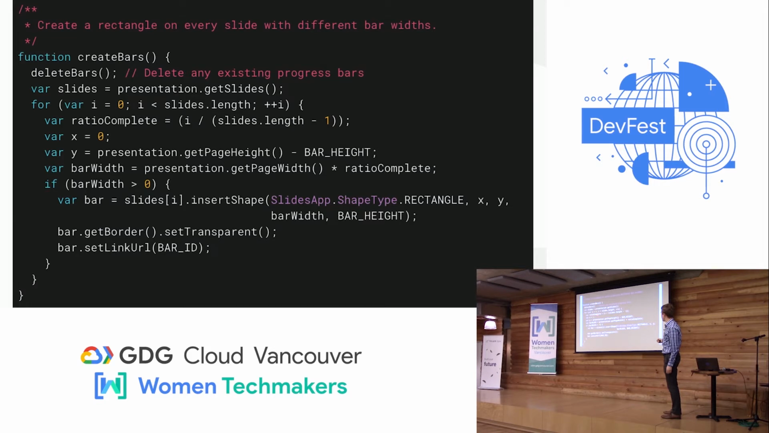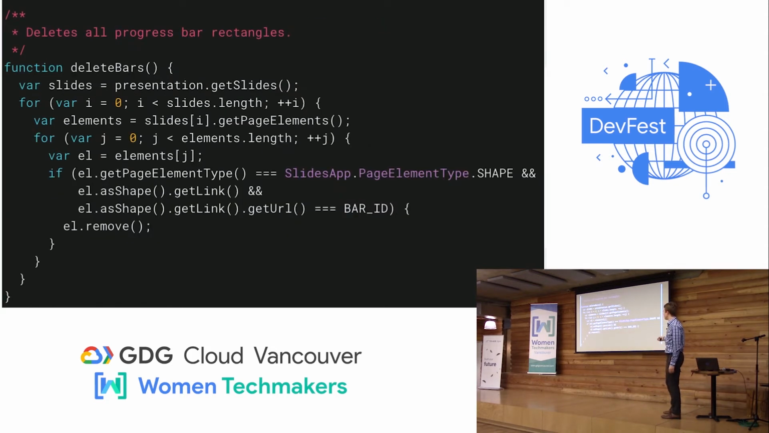Let's get the ratio of completion, which is i over the number of slides, an X and a Y. The Y is just the bottom of the page. And the bar width is just the presentation width times the ratio. The ratio is just 0 to 1. And then if the bar width is not 0, basically, then we're going to insert a shape, which is a rectangle at the X, Y, bar width, and bar height. And then the last two, we'll get a border. We'll just set it to transparent. We don't want the border. And this setLinkUrl basically creates an identifier for the rectangle, so we can delete it later.